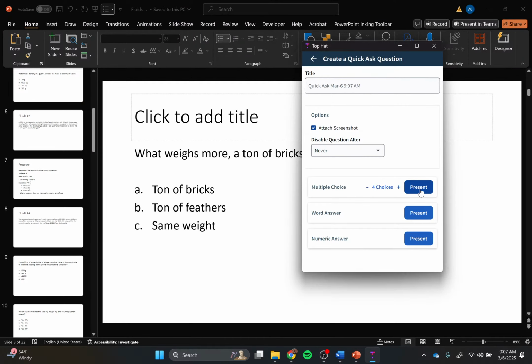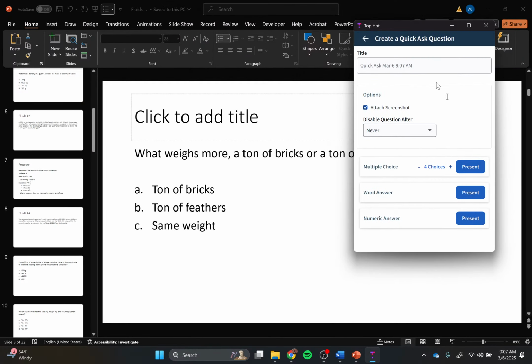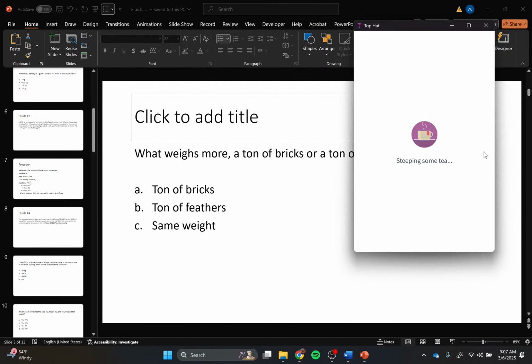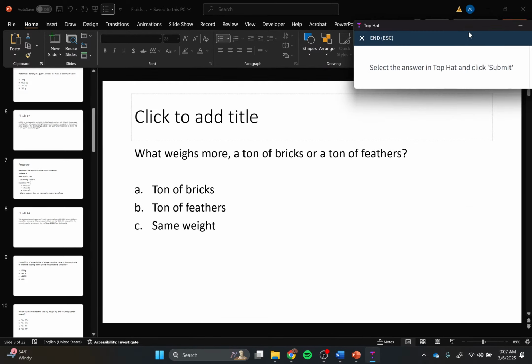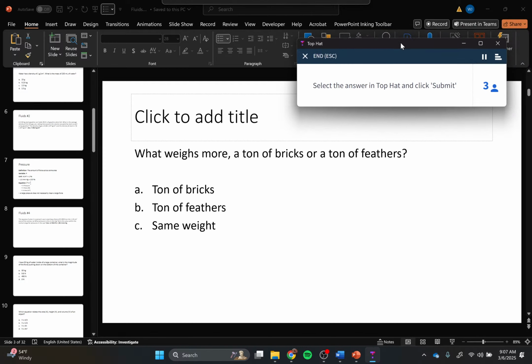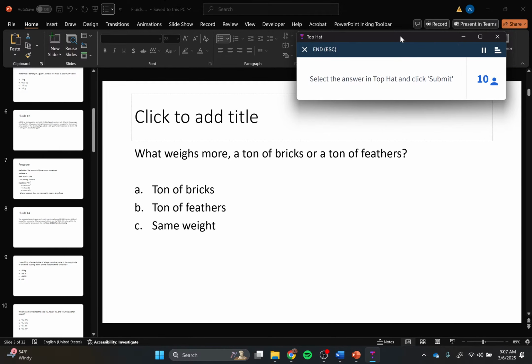Like goodness, I think they asked this question. I don't know where they asked this question in physics, chemistry. It's a classic. What weighs more, a ton of bricks or a ton of feathers? Does a ton of bricks weigh more? Does a ton of feathers? Are they the same weight? Whatever you think, put your answer. A ton here is a measurement, not a description.